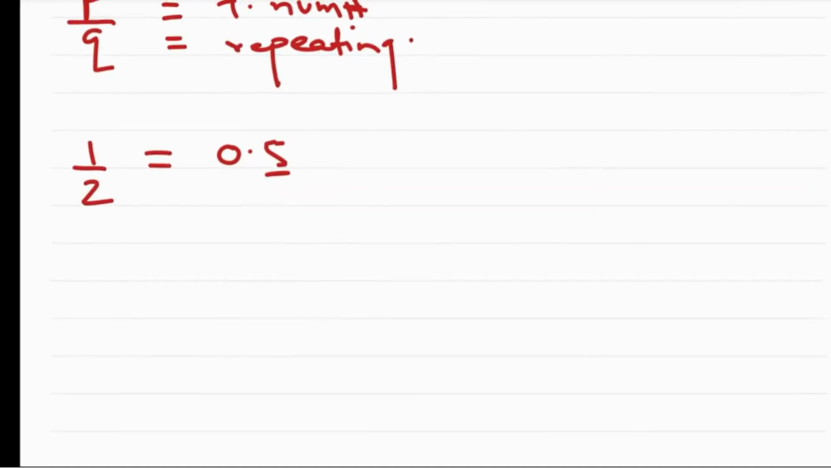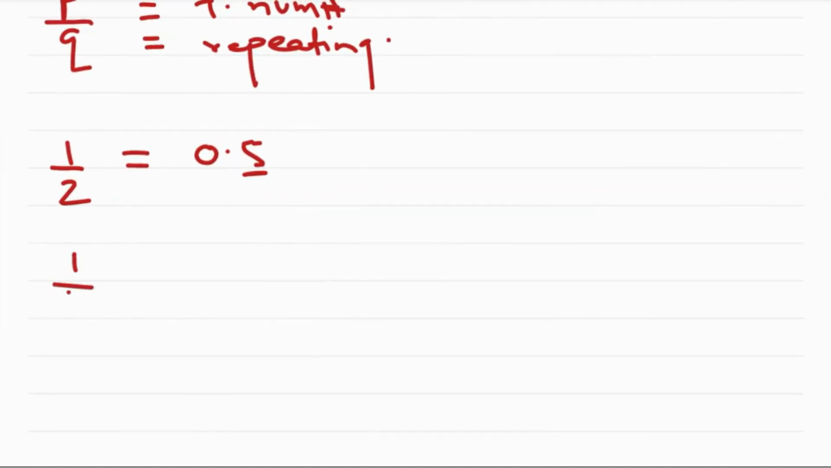Okay, so the next type of question we have is 1 upon 3, right? When we solve it, we'll get 0.333 and this 3 is going to repeat itself, right? So 0.33 and so on is an example of a repeating decimal. So these sort of numbers and these sort of numbers are both going to be rational numbers.